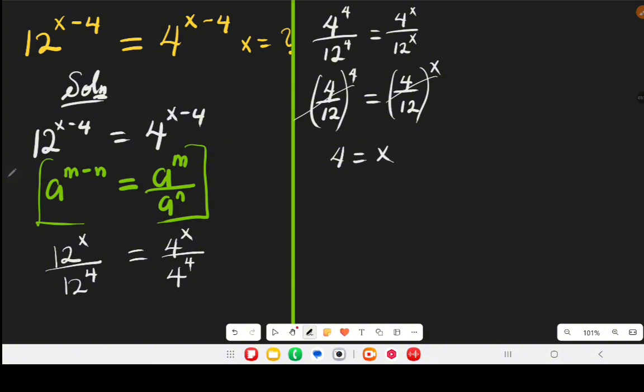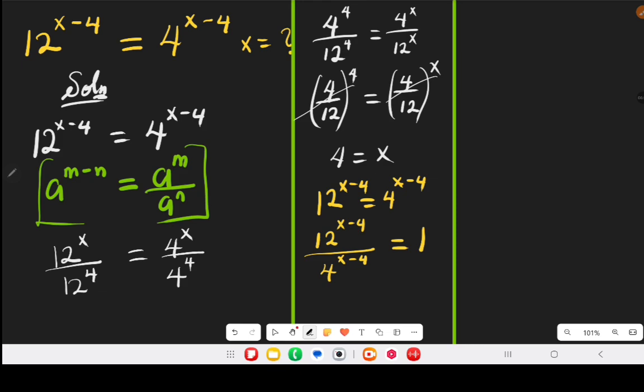Then we have another method of doing this type of question. If we have 12 raised to the power of x minus 4 equal to 4 raised to the power of x minus 4, another way of doing this is we take everything to one side of the equal sign. It becomes 12 raised to the power of x minus 4 all over 4 raised to the power of x minus 4 equal to 1. When we cross multiply, we still get back the original equation.